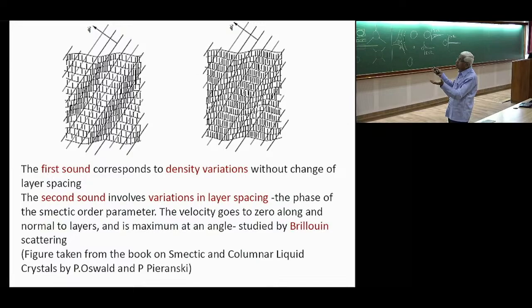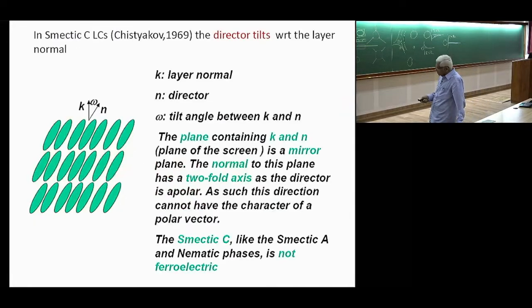Of course, also you talk of first and second sounds in superconductors. So there is a correspondence in Smectic liquid crystals as well. First sound corresponds to density variations without change of layer spacing, whereas the second sound is the other way. And in fact, these can be seen by balloon scattering. This experiment has been done. And this strongly depends upon the angle between the Q vector and the layer norm. Anyway, I won't go through those details. These are again in various books.